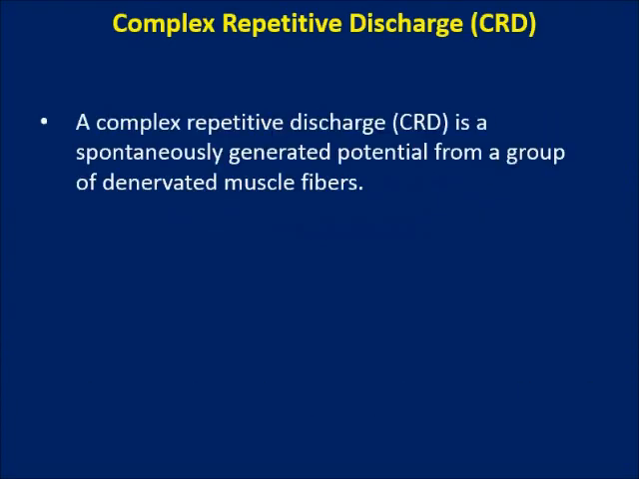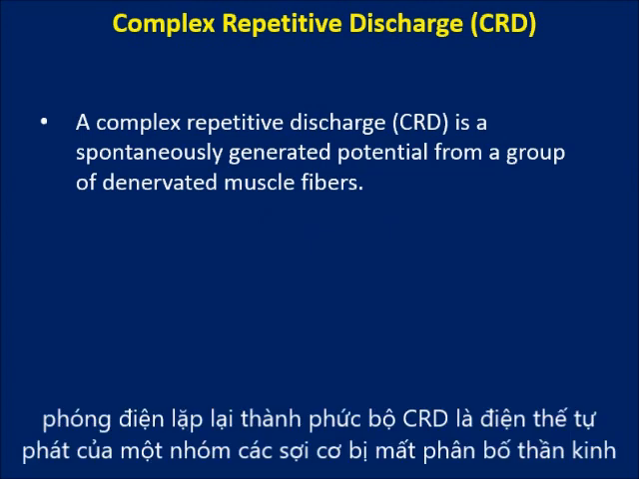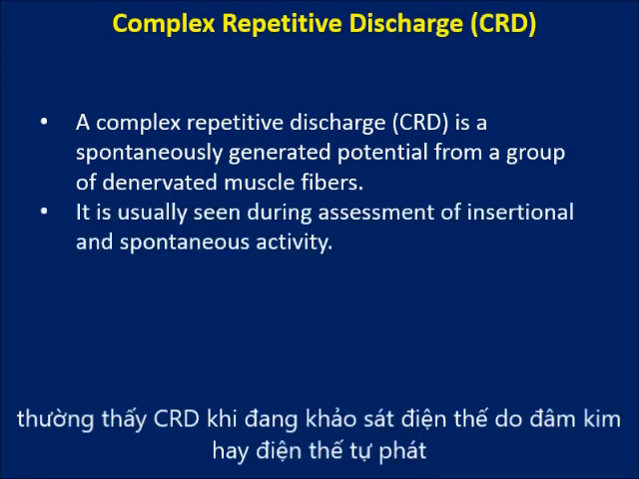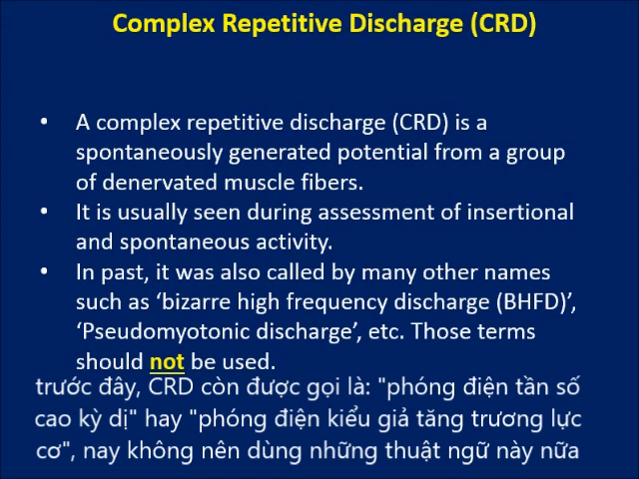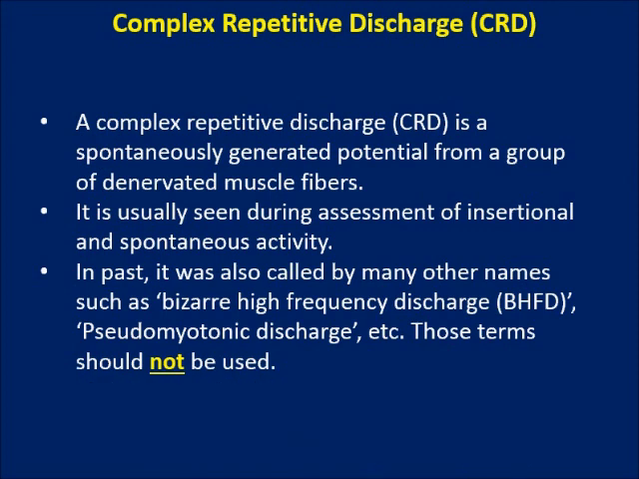A complex repetitive discharge, or CRD, is a spontaneously generated potential from a group of denervated muscle fibers. It is usually seen during assessment of insertional and spontaneous activity. In the past, it was also called by many other names, such as bizarre high frequency discharge, BHFD, or pseudomyotonic discharge, etc. Those terms should not be used.